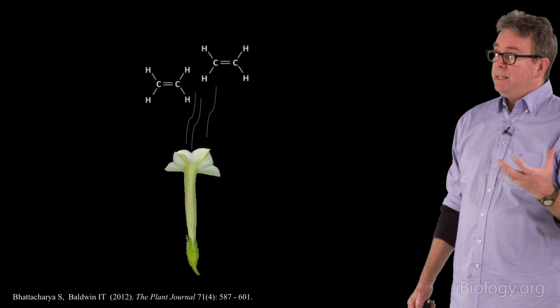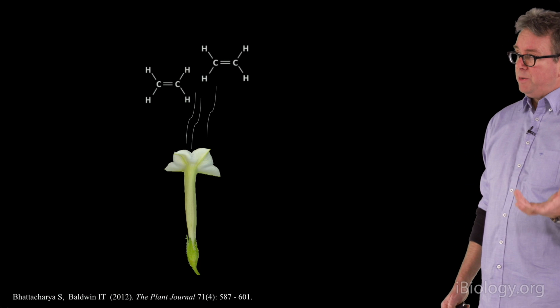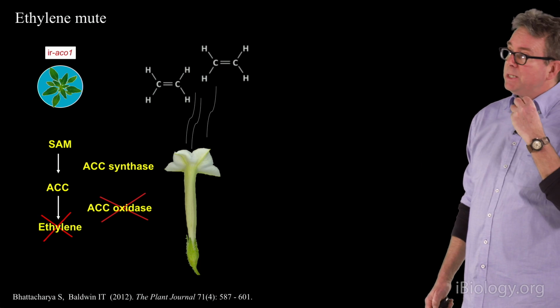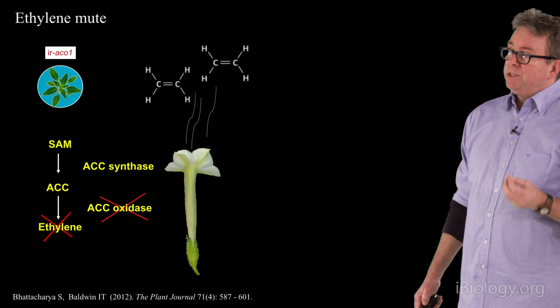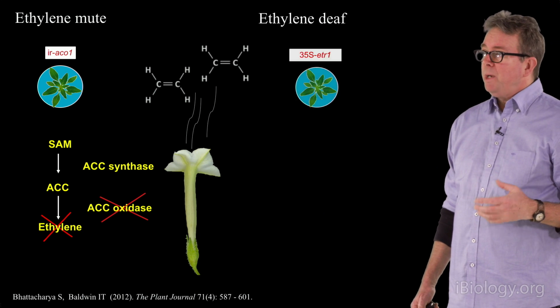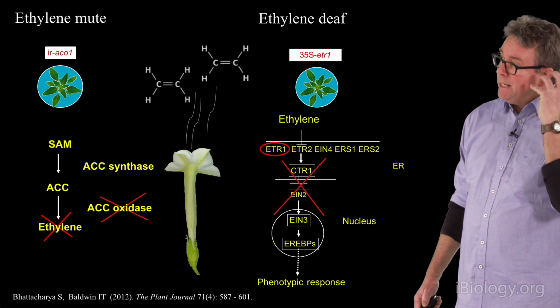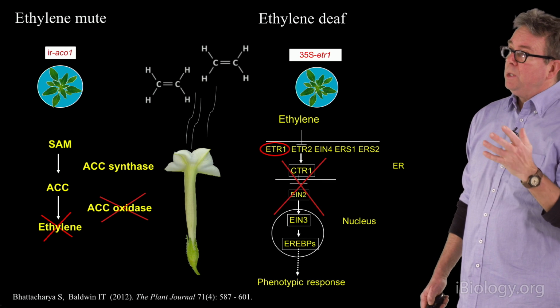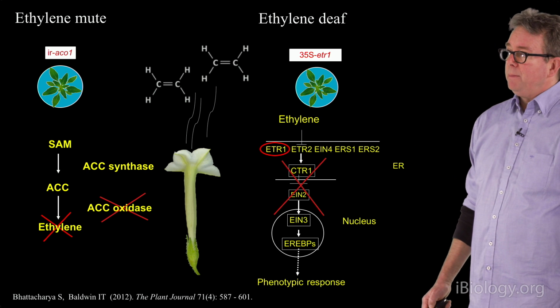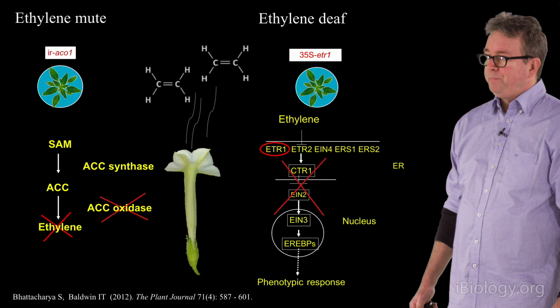Now, we have the ability genetically to abrogate the ethylene signaling process. We can do it in two ways. We can make plants that are ethylene mute because they can't speak ethylene, they can't produce ethylene. So we do that by knocking out a gene called ACC oxidase. And we can also make plants ethylene deaf that can't hear ethylene because we've been able to abrogate the perception, the receptor that ethylene is perceived by in plants by expressing an ETR1.